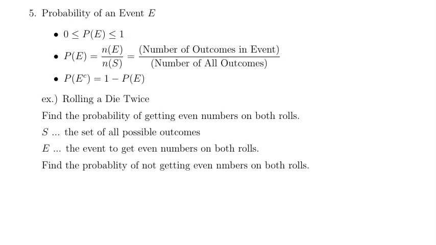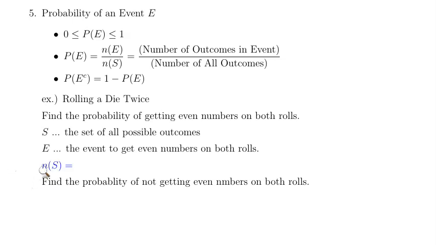First, we need to find the number of all possible outcomes. This is the notation for the number of outcomes in S, the set of all possible outcomes. To find that, when rolling a die, on the first roll you have 6 possibilities, 1 through 6, and you have the same 6 possibilities for the second roll. So you do 6 times 6 to find the total number of outcomes. 6 times 6 is 36.